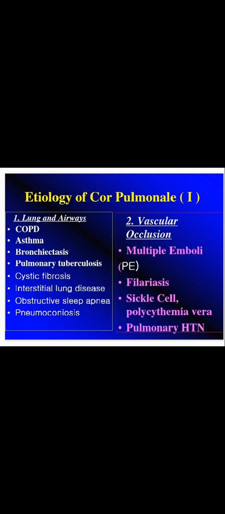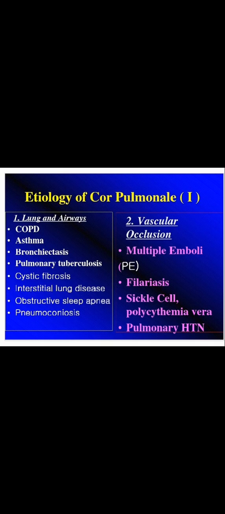The etiology of cor pulmonale: first, the etiology may be due to lung and airways. So under lung and airways, the most important causes are COPD, that is chronic obstructive pulmonary disease, asthma, bronchiectasis, pulmonary tuberculosis, cystic fibrosis, interstitial lung disease, obstructive sleep apnea, pneumoconiosis.